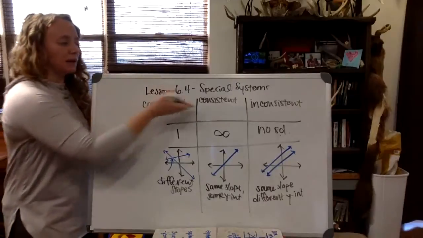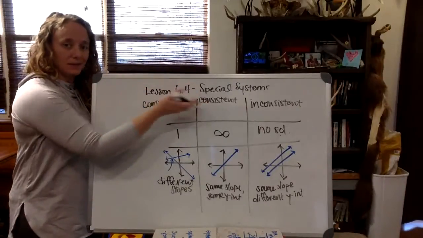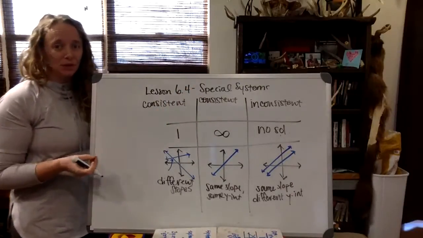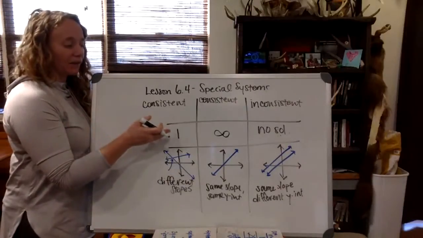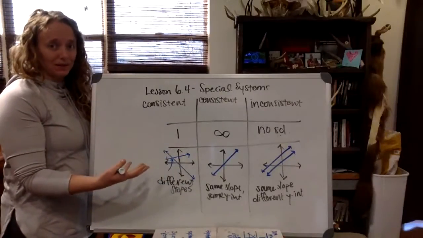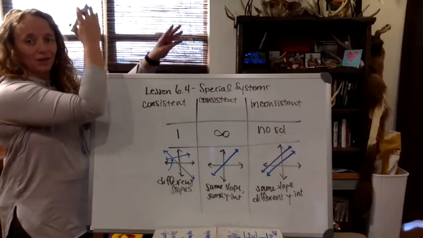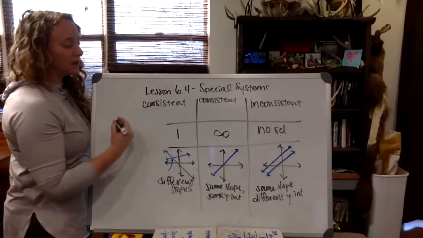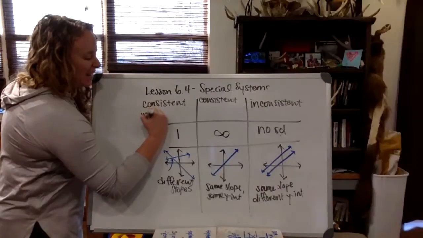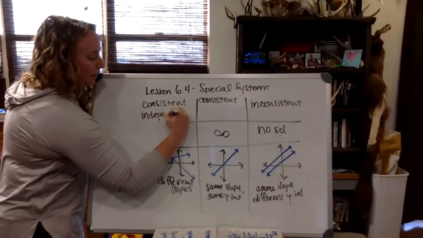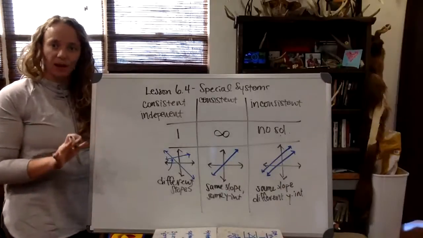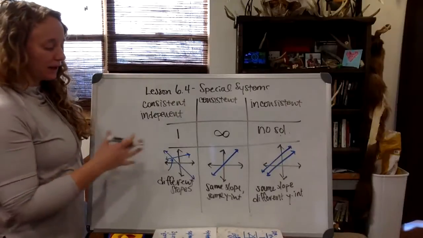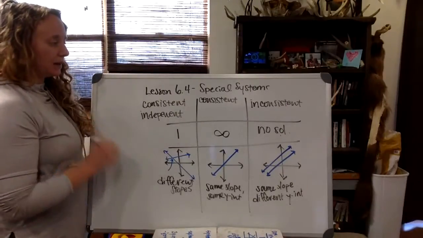Last but not least, we need to differentiate between consistent systems that have one solution versus consistent systems that have infinite solutions. For consistent systems that have one solution, we have two very different lines here. These lines are not dependent on each other. They are very independent. They have different slopes, potentially different y-intercepts. So we can call these independent. They don't have any similarities necessarily at all. They could have the same y-intercept, but their slopes are different, so therefore they're independent.